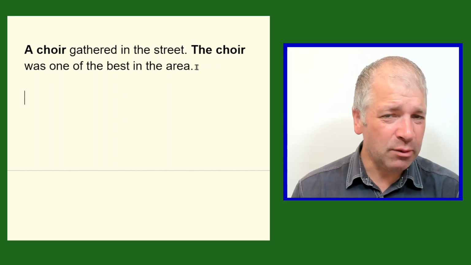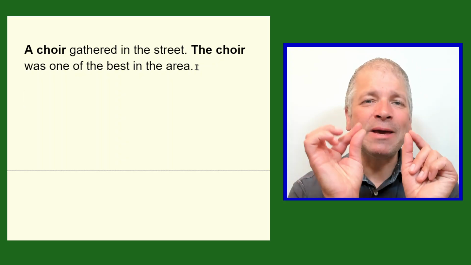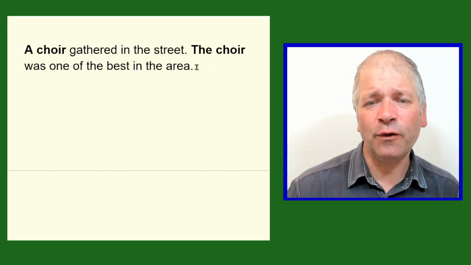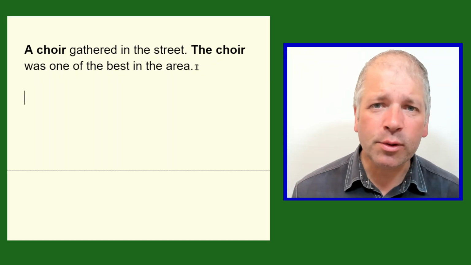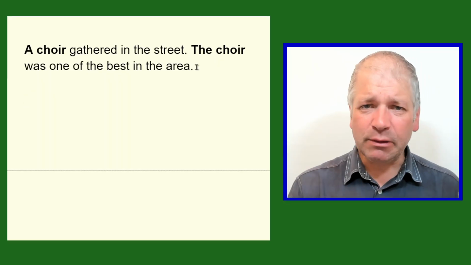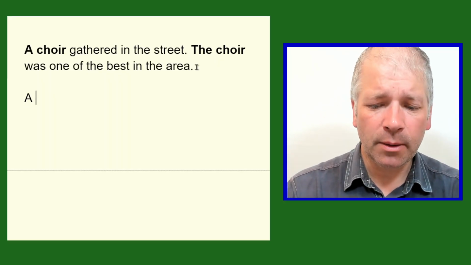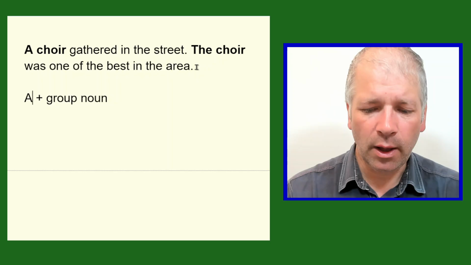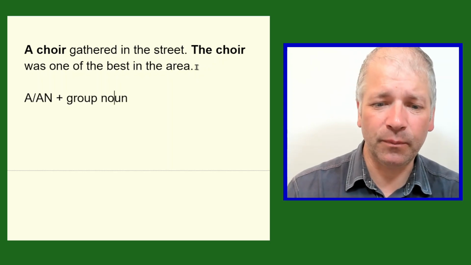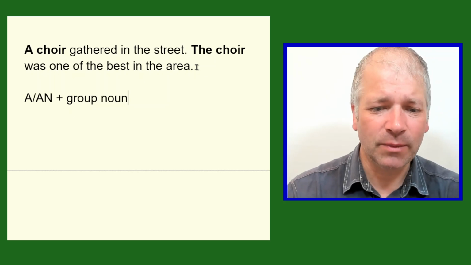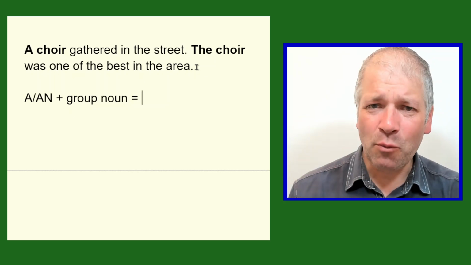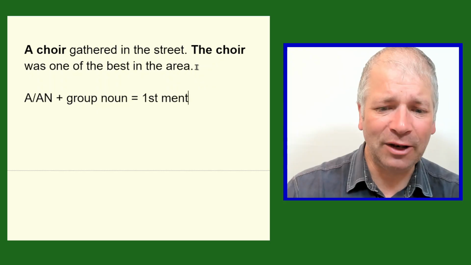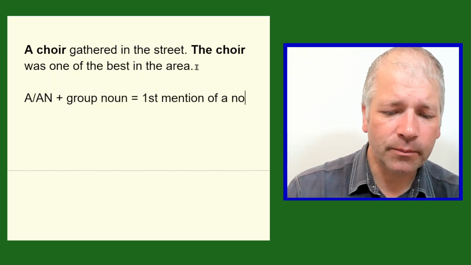Because I said before that we use a or an with a group noun. Well, it's because if the rules for using the indefinite article are fulfilled, then they apply also to the group noun. And this is one of the rules. We use a plus group noun. Of course, this is a or an, if it's a vowel sound at the start of the next word. And if you remember from what we looked at in the basic rules for articles, that's for the first mention of a noun.